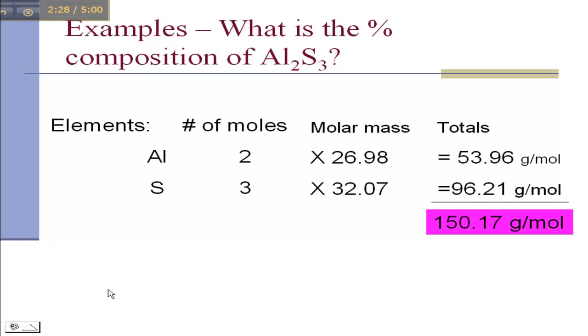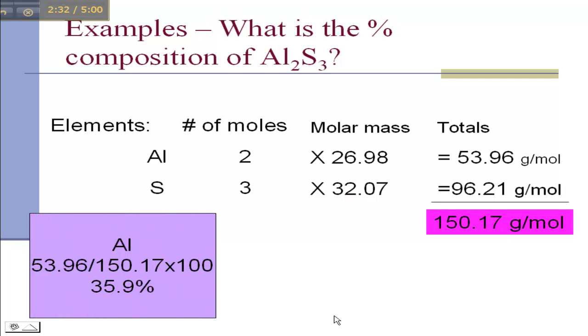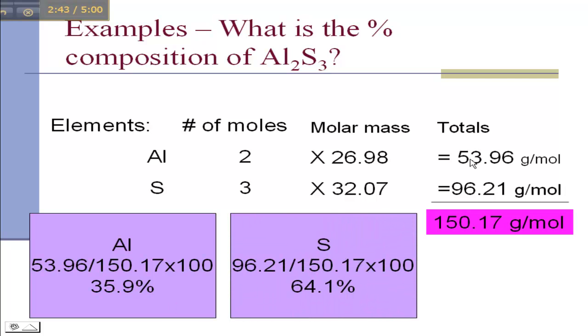So then we take and divide by our parts. For aluminum, 53.96 divided by 150.17 times 100, we get 35.9% aluminum. And for sulfur, we take 96 divided by 150, multiply by 100, and you get 64.1%. Let's try one more.